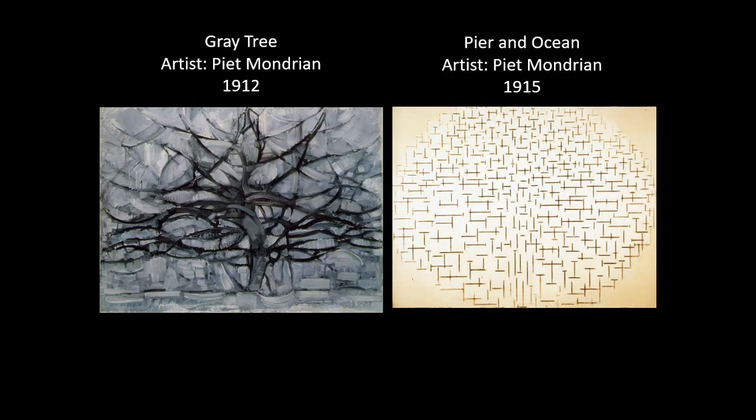Now, he started out pretty conventionally in terms of style. He worked with themes of nature. Take a look at the work on the left, Gray Tree. If you had to guess, I'm doing this for some review, which style would you say he initially worked in?